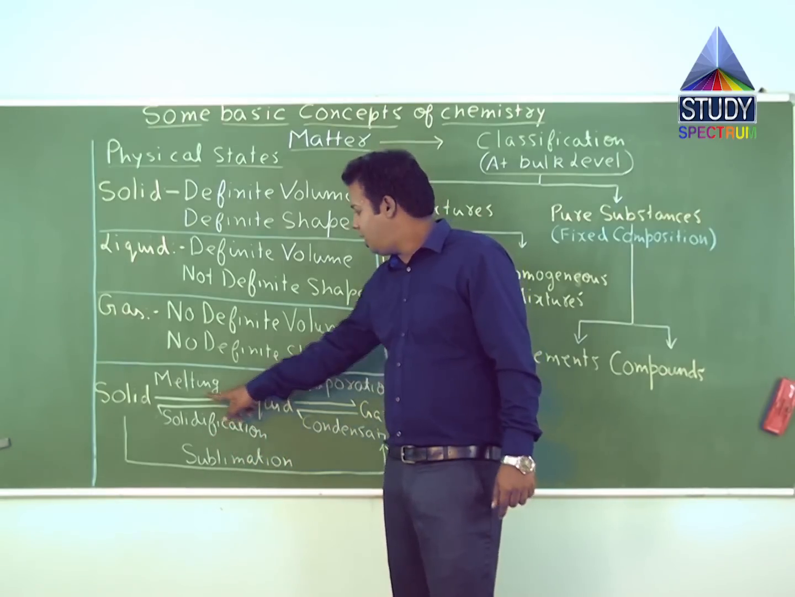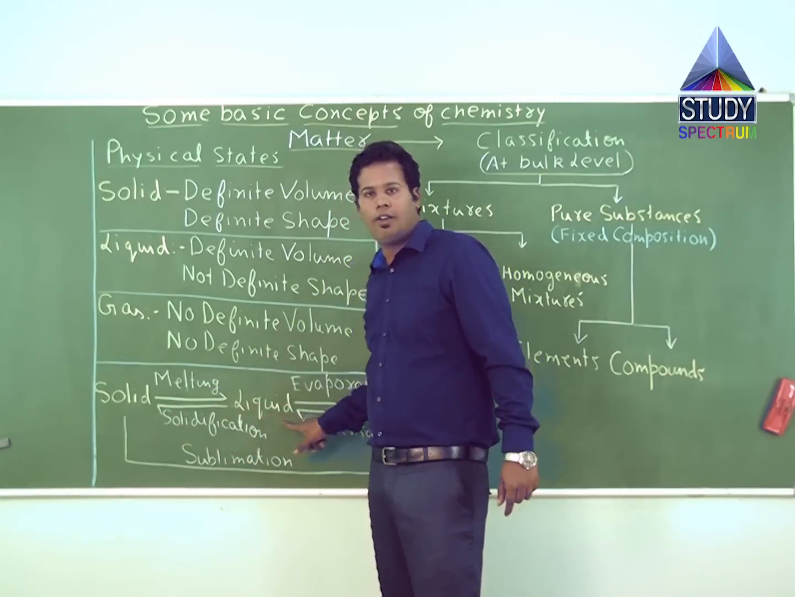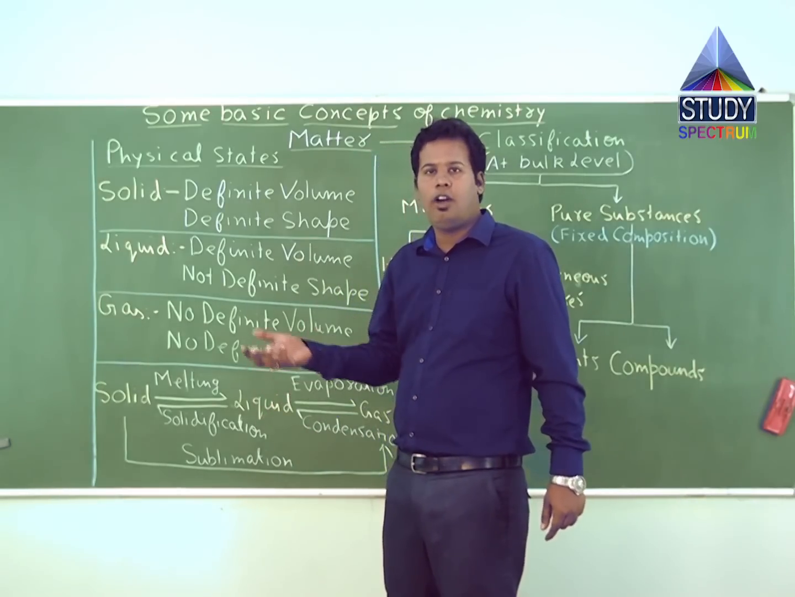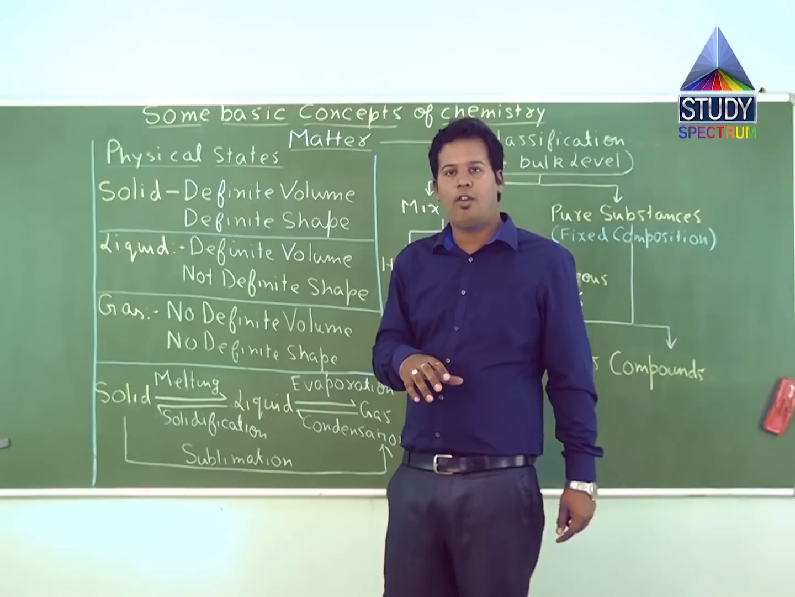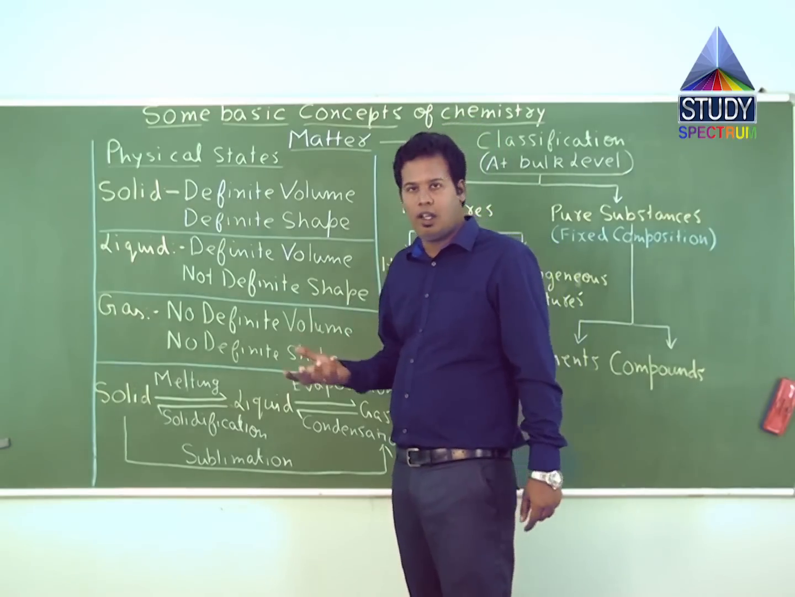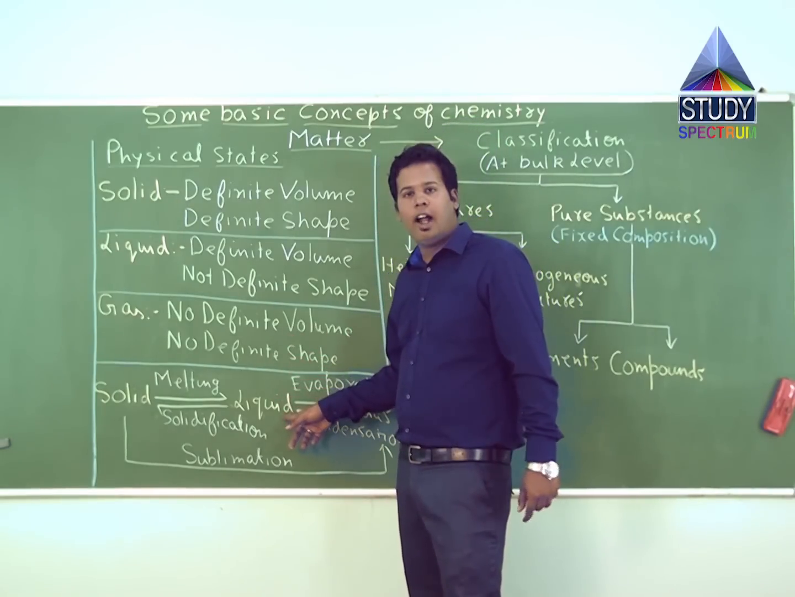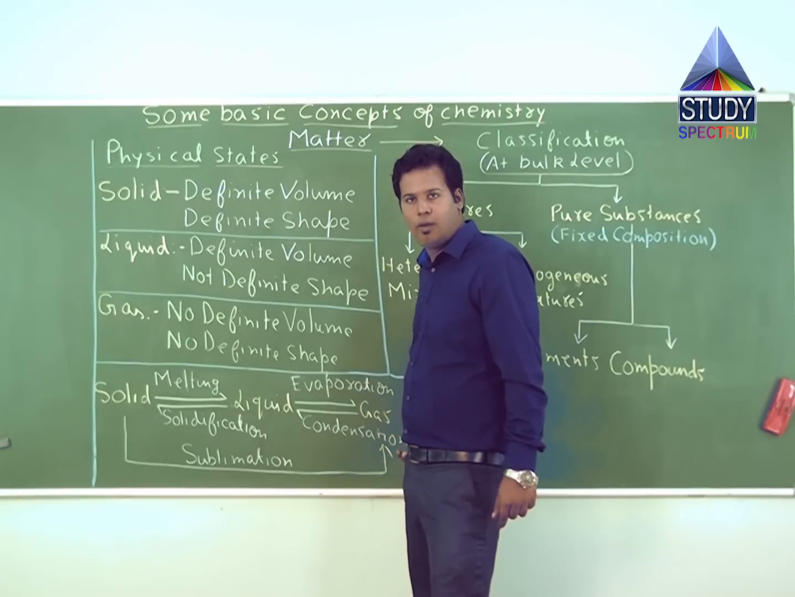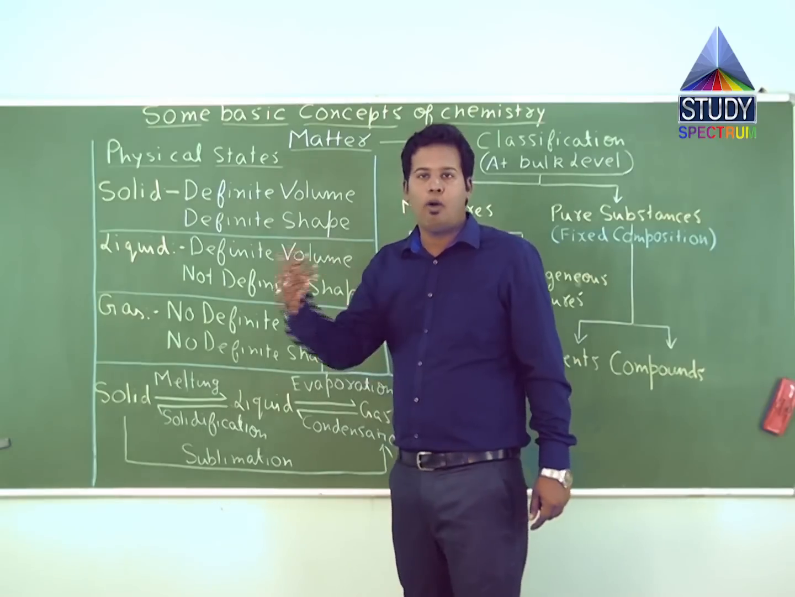state. By melting, we can convert solid into liquid form. For example, if you melt a piece of ice, then that solid form of ice gets converted into liquid form of ice. It requires some heat. If you further heat that liquid form of water, it will be converted into vapor form of water or gaseous form of water, and that process is called evaporation. It will require more heat.